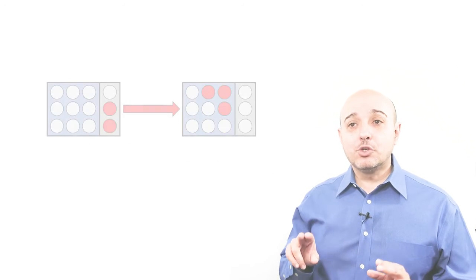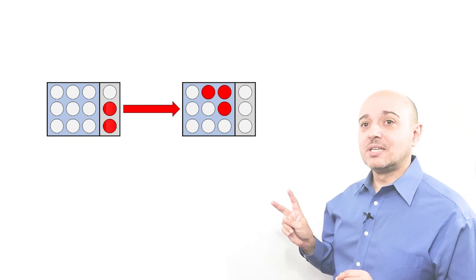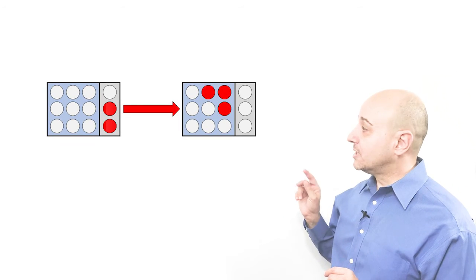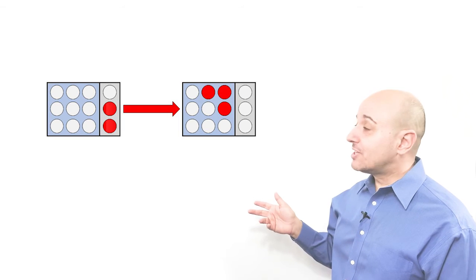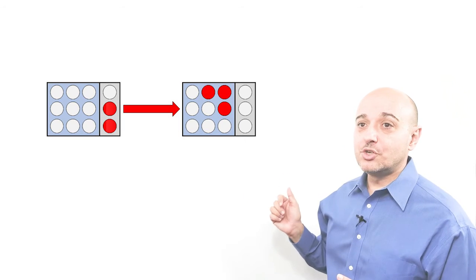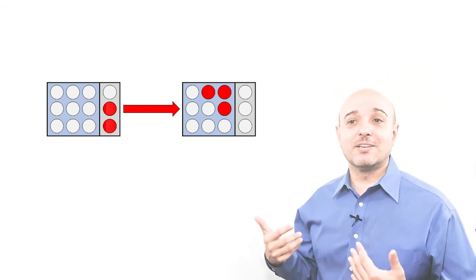Now let's look at 2 of these work centers in series. Let's say that the 2 units are completed in the first work center. Now these can be immediately moved to work center 2 because work center 2 has capacity available to absorb them.